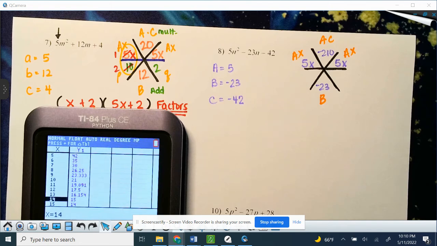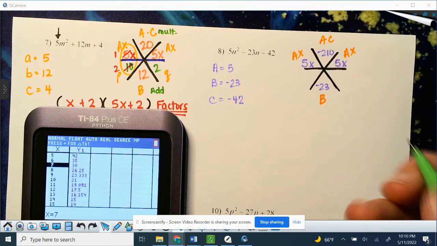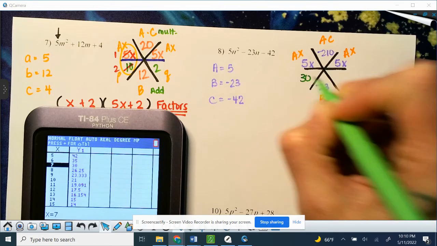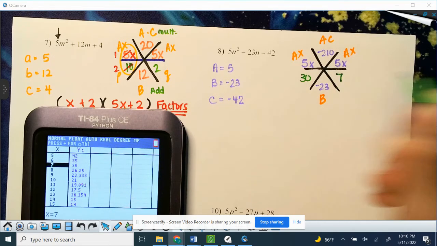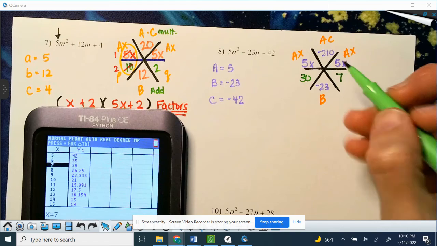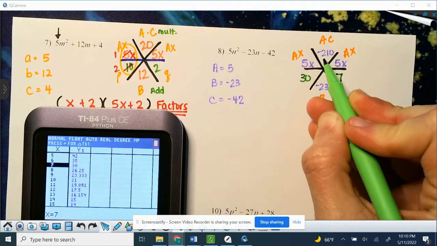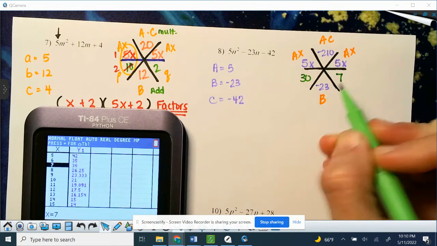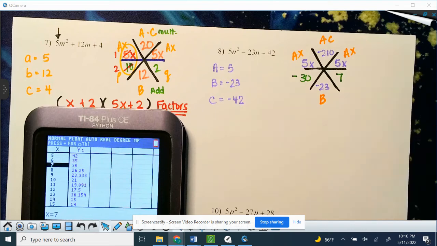14 and 15 are not going to ever combine to give me 23. 10 and 21 would give us 31 or 11 if we subtracted them. Now, 7 and 30 looks good. 7 and 30 will work because if I subtract 7 from 30, I get 23. And one of them needs to be negative because I need to multiply those together to get a negative 210. My B is negative, so my largest factor is going to also be negative.